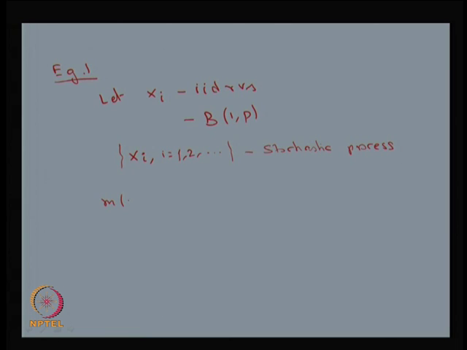If you find out the mean function for each random variable, that is going to be the expectation of Xi, and the mean of the Bernoulli distribution is going to be p, which is independent of i. The second condition: if you find out the second order moment, it is going to be 1 square into p and 0 into 1 minus p. Therefore, that is also going to be p.